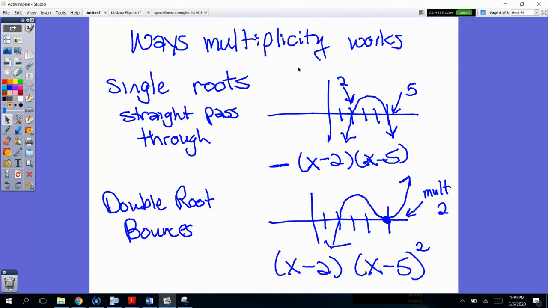Don't forget how multiplicity works. If it's a single root, it's a straight pass-through. This was a negative because it's frowning. You've got to check the coefficients sometimes. It's really good to check things in your graphing calculator and see if it matches up. Double roots will bounce. So there's a multiplicity 2 here because it bounces, and then that one is a straight pass-through. This is a cubic.